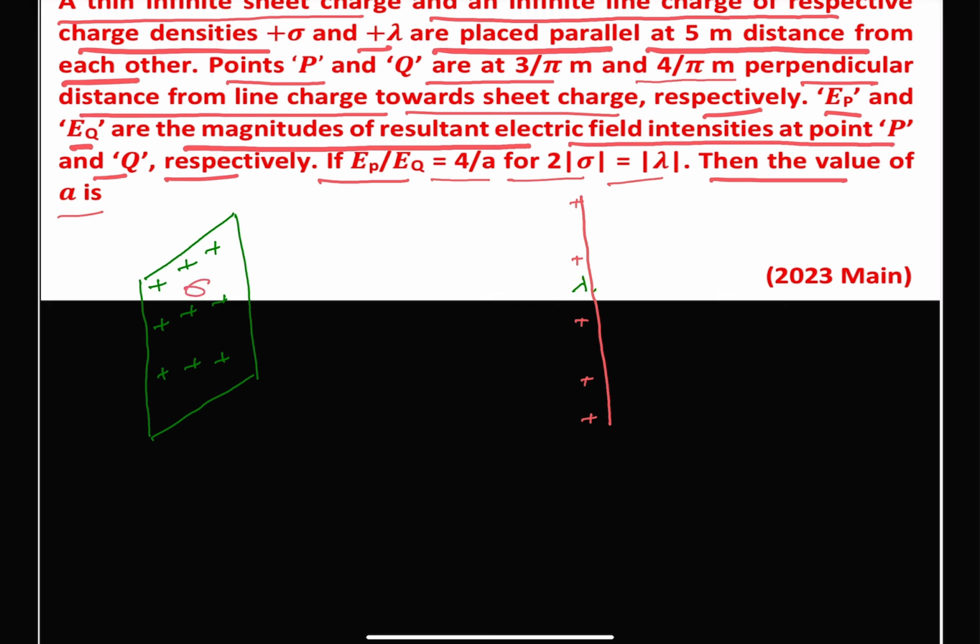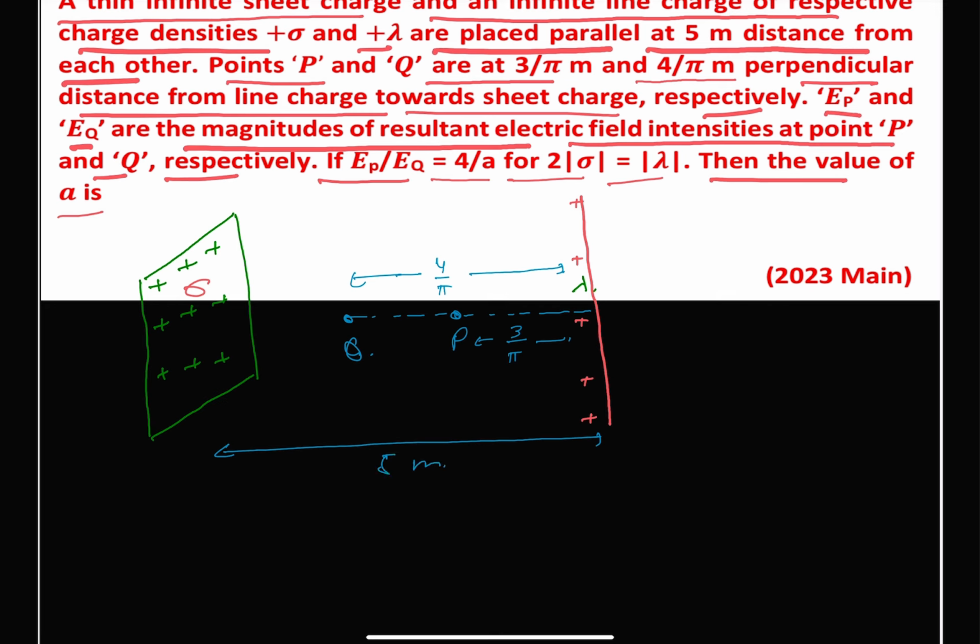And with respect to this line, we are having 2 points P and Q. So let us draw a line toward the sheet, and we are having 2 points. One point is P and the other point is Q. Distance of Q is given as 4 by pi and distance of P is given as 3 by pi. And the distance between the sheet and the line charge is given as 5 meters.